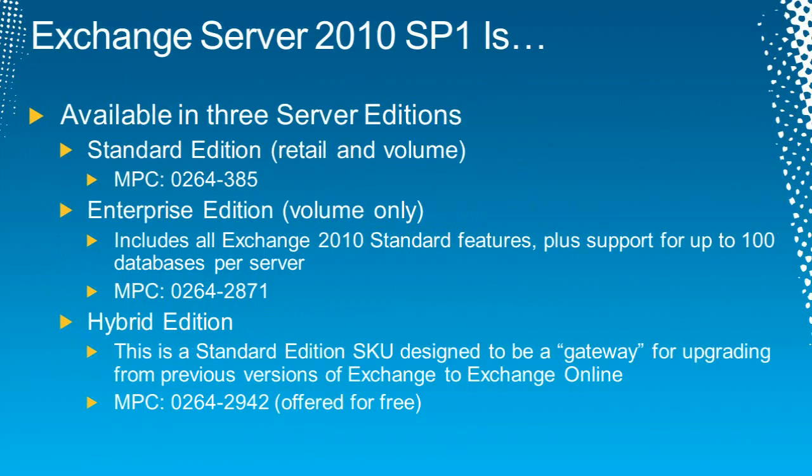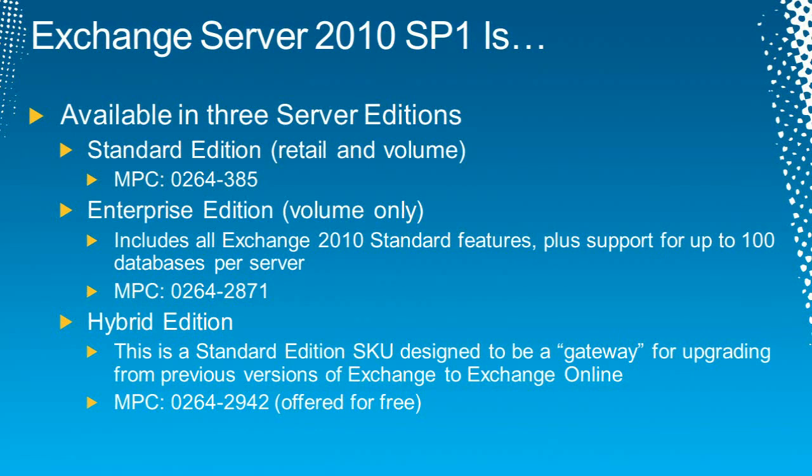Now, SP1 is available in 3 editions. You might have only heard of 2 of these. The 2 mainstream editions, one is the Standard Edition. That's available through both retail and volume channels. MPC is Microsoft product code, so if you actually want to order the product from us, that's the product code that you would use. The Enterprise Edition is available through volume only, but there again is the Microsoft product code. You can order that directly from us. The only difference in terms of server editions between Standard and Enterprise is that Standard limits you to 5 databases per server, Enterprise limits you to 100 databases per server. That is the only difference between the 2 server editions.